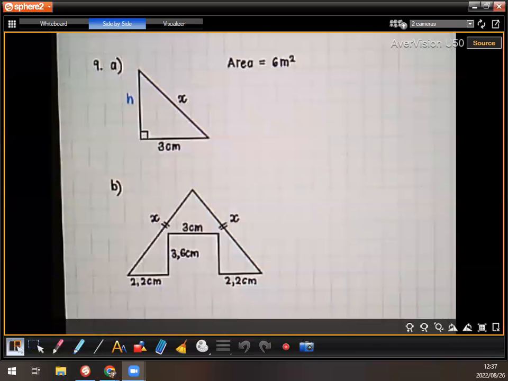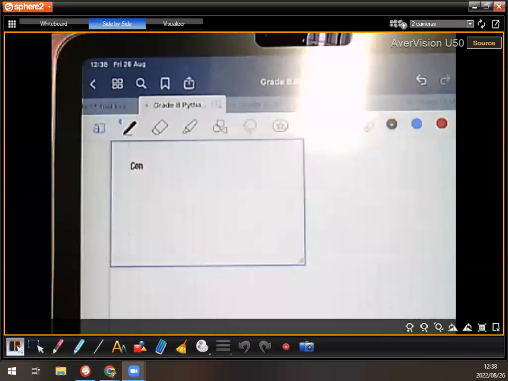So guys, this is from revision exercise number 9. You just have to do a little bit. You have to find what x is, but they just told you that the area was.